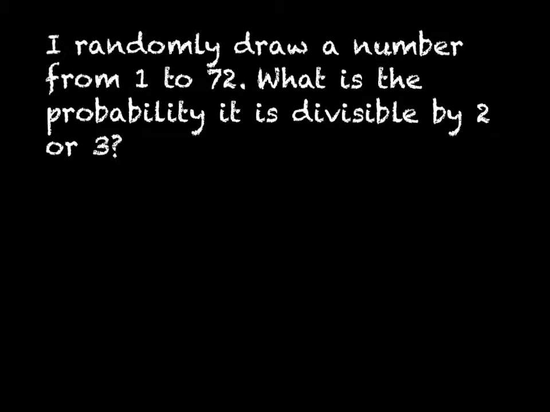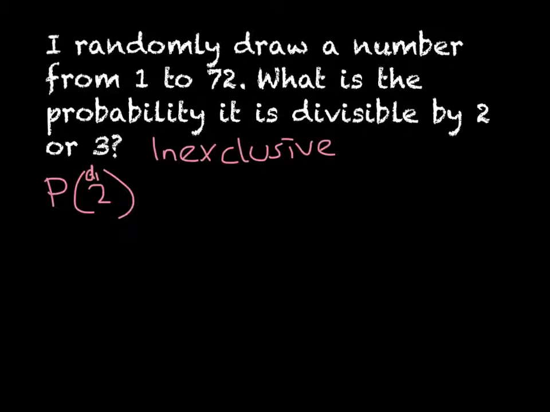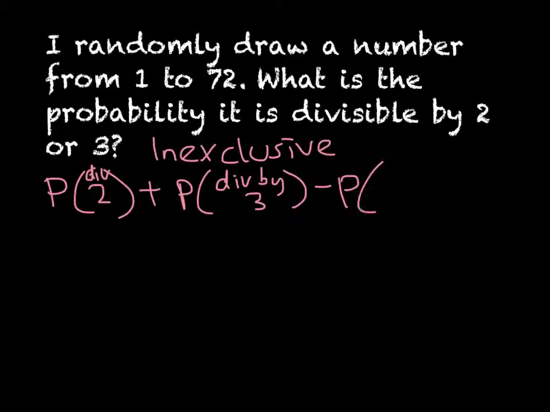I randomly draw a number from 1 to 72. What is the probability that it is divisible by 2 or 3? These events are mutually inclusive because some numbers are divisible by both 2 and 3. So if we want to find the probability here, we would have the probability that it is divisible by 2 plus the probability that it is divisible by 3 minus the probability that it is divisible by both.